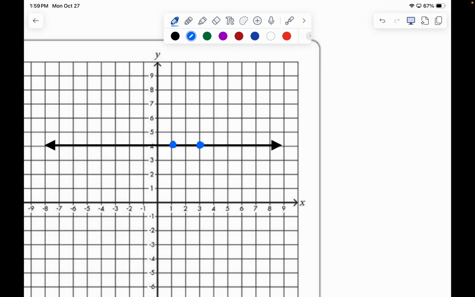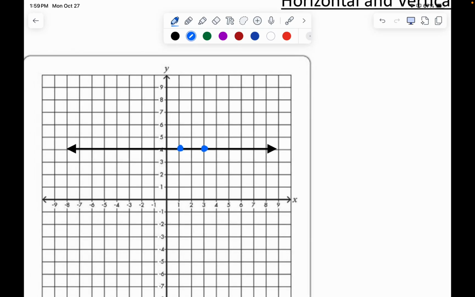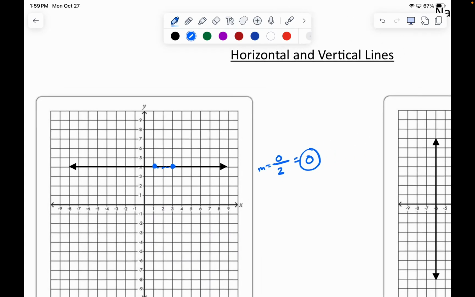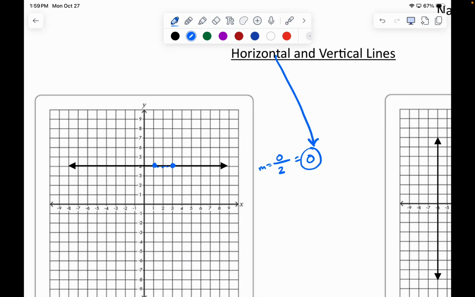All right, guys, pay attention. For this one, what is the rise over run? What's the rise for this? 0. What's the run? How far over do I go? Nope, I've got to go over 2, right? Up 0 over 2. What's 0 over 2 equal? 0. Horizontal lines will always be 0. It doesn't matter where it's at on the graph. If you have a horizontal line, the slope is 0.